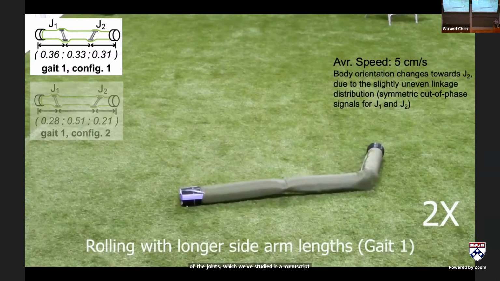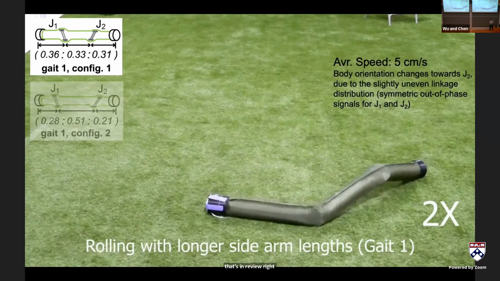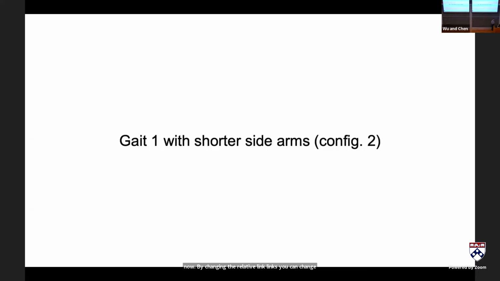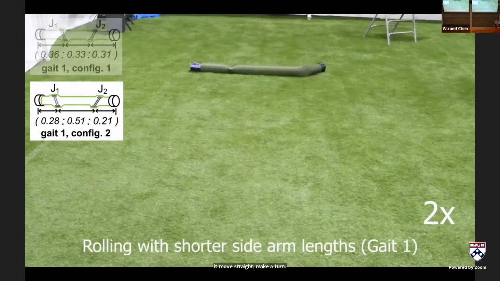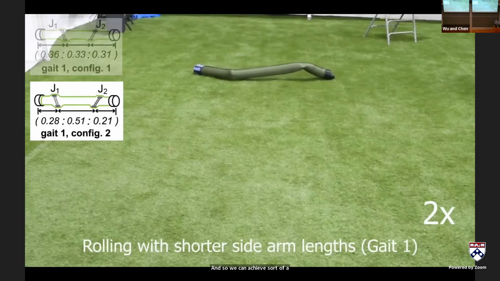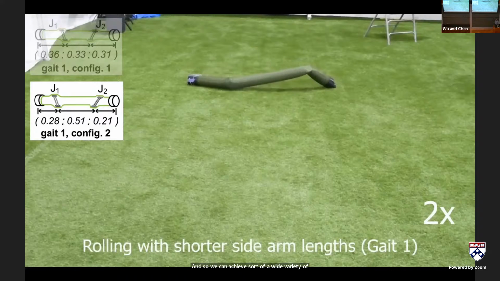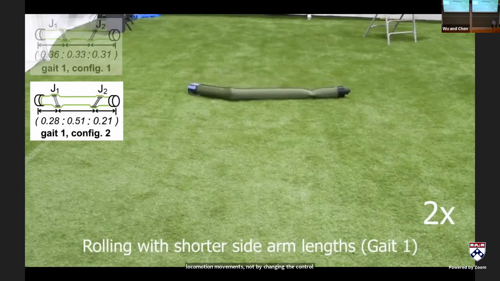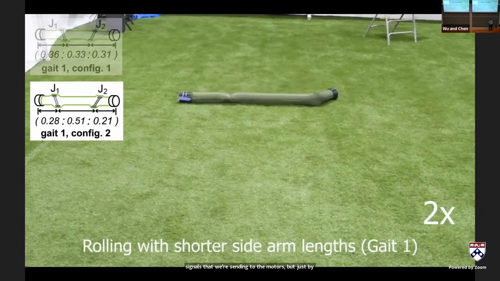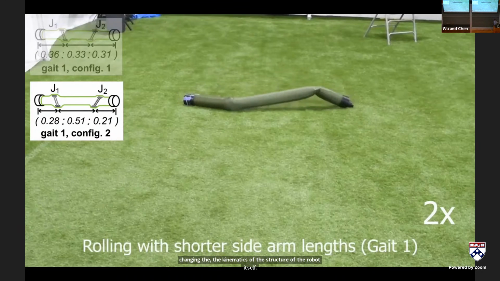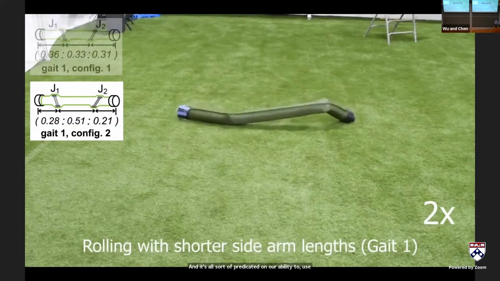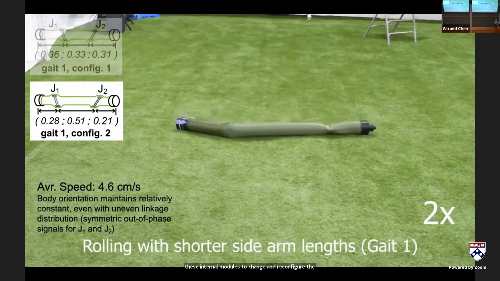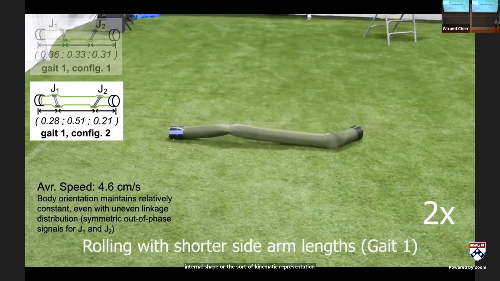By changing the relative link lengths, you can change the direction that this is going to move. You can make it move straight, make it turn. And so we can achieve sort of a wide variety of locomotion movements, not by changing the control signals that we're sending to the motors, but just by changing the kinematics of the structure of the robot itself. And it's all sort of predicated on our ability to use these internal modules to change and reconfigure the internal shape or the sort of kinematic representation of the robot itself.